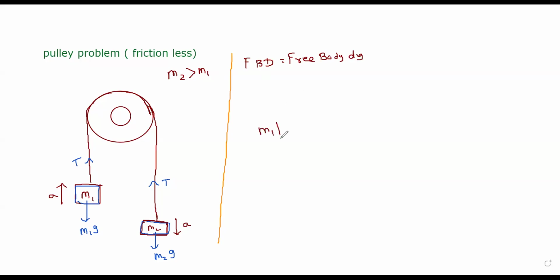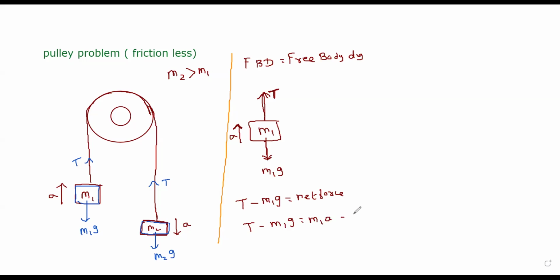M1 மட்டும் பாருங்க. See only M1. How many forces are acting? M1G acting downward, tension T acting upward, and acceleration acting upward. Now out of these two forces, T and M1G, which is powerful? Since A is acting upward, we can take T is powerful. So upward force minus downward force equals net force. So T minus M1G, what is force? M1A. Equation number 1.